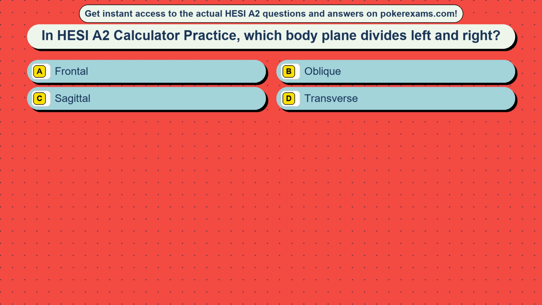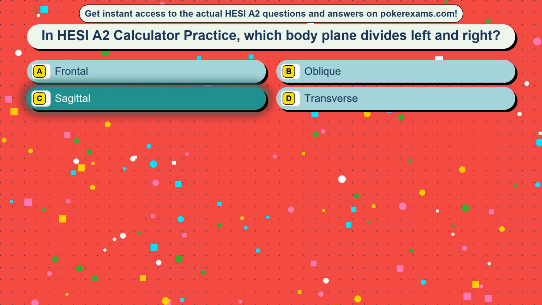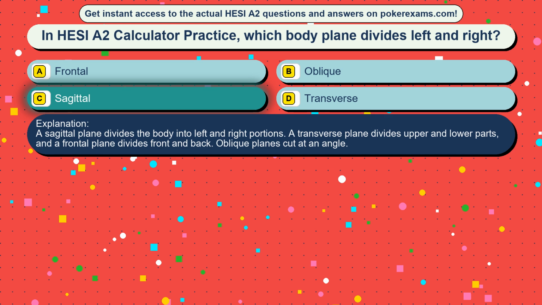Question 23. In HESI A2 Calculator Practice, which body plane divides left and right? Option A, frontal. Option B, oblique. Option C, sagittal. Option D, transverse. The correct answer is option C, sagittal. A sagittal plane divides the body into left and right portions. A transverse plane divides upper and lower parts, and a frontal plane divides front and back. Oblique planes cut at an angle.